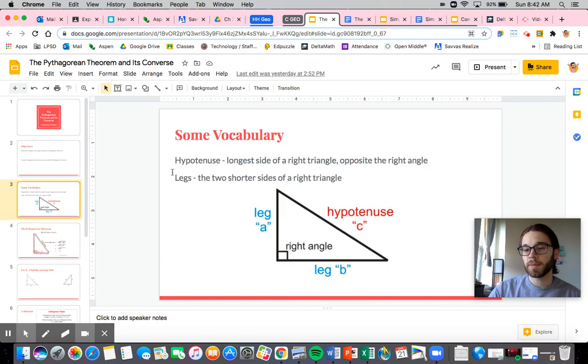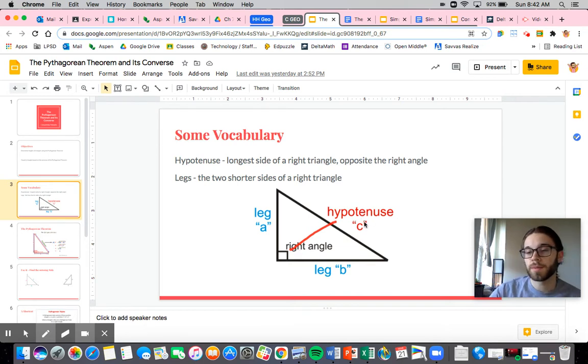So some vocab to make sure we're on the same page. You've probably heard all of these before, but just to be certain, the hypotenuse, that is the longest side of the right triangle. It is opposite the right angle, right? Draw a line across, we hit the hypotenuse. It'll be the longest. That is because based on what we remember from the triangle inequality, right? Longest side, opposite largest angle. If it has a 90-degree angle, that has to be the largest angle because triangles only add up to 180.